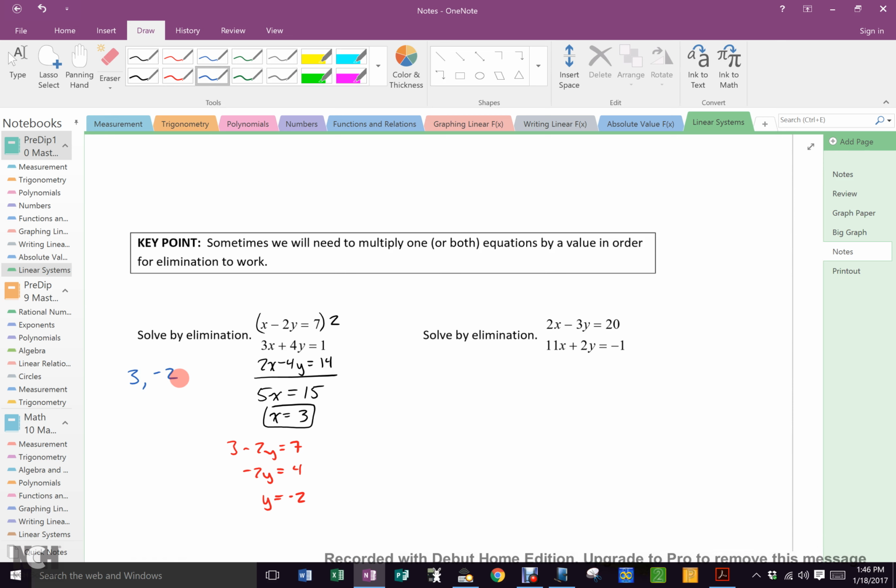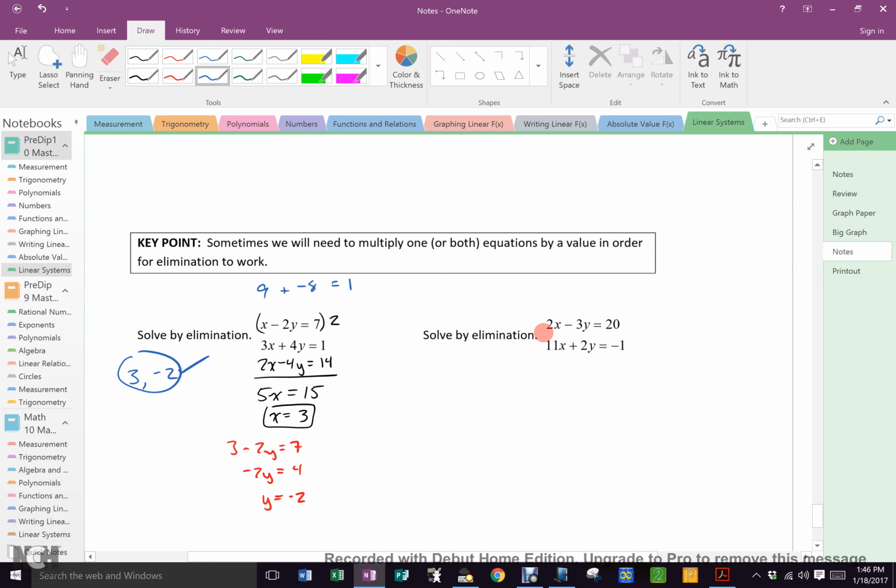What do I have to do in elimination? I gotta check. I gotta check with the one I didn't use, right? What's 3 times 3? 9. Plus, what's 4 times negative 2? Negative 8. Is 9 plus negative 8 1? Yes, so are we right? Yes.